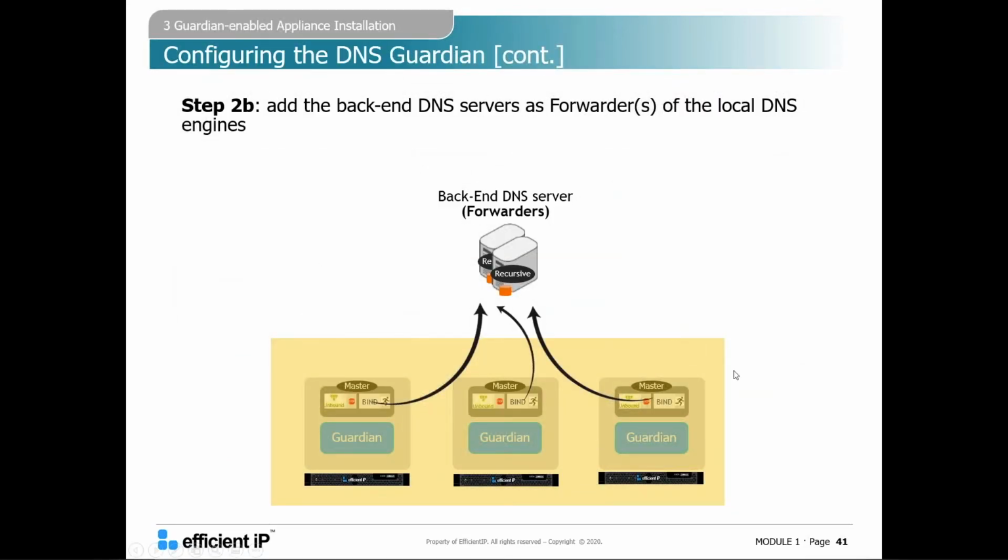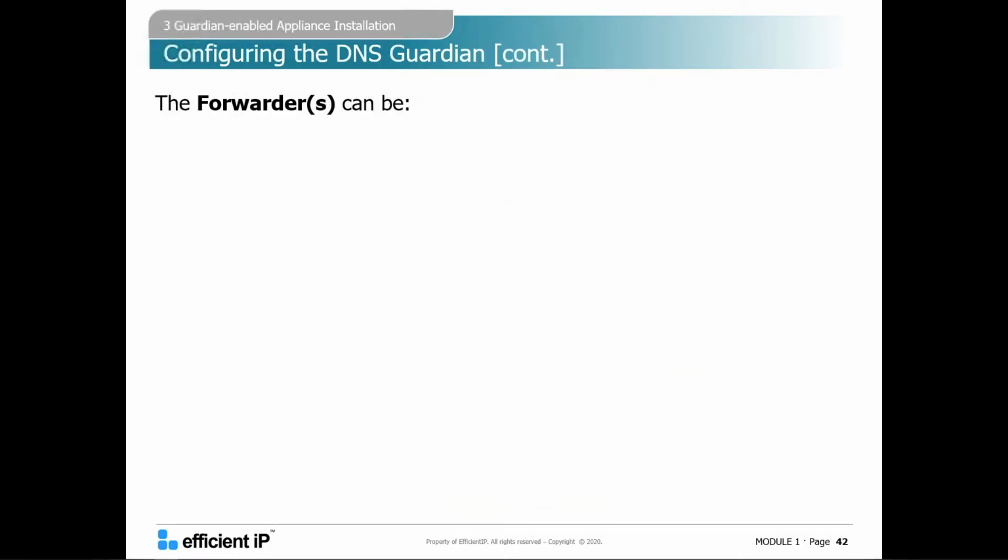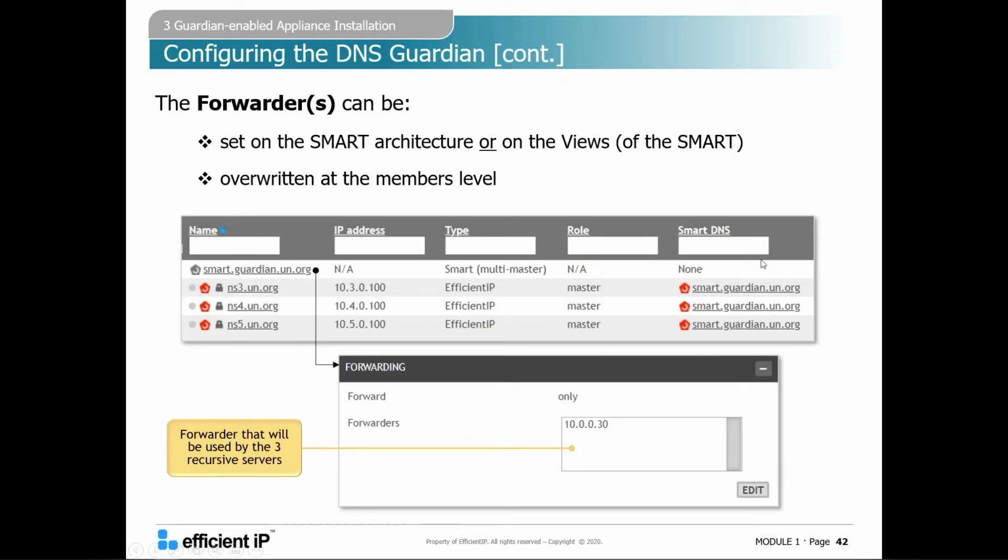Right, so this is as a forwarder of local DNS engine. So these three Guardian is just forwarding to a backend DNS server to resolve, which is also working. So instead of using root hints, you can also do a forwarder, right? It's the same recursive way of resolving DNS, and the DNS Guardian can still work. Okay, so in order to do forwarding, you just need to select the smart architecture and add your forwarder DNS IP over here.